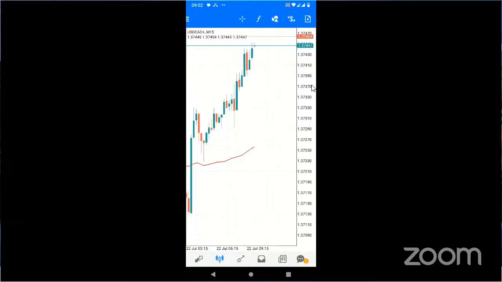On this USD card now, you can see that the stochastic is doing higher high, and even the price is also doing higher high. See the way to use it there.